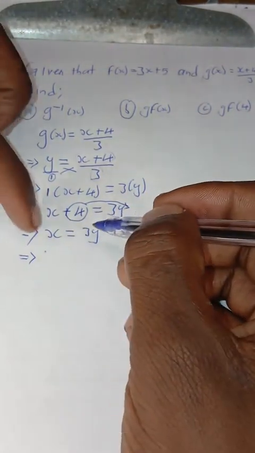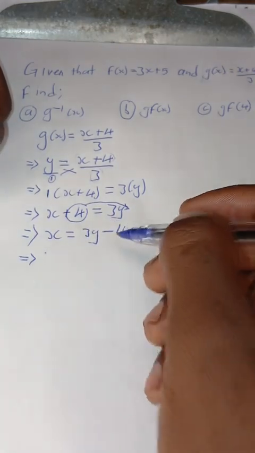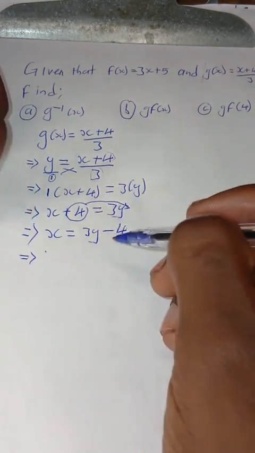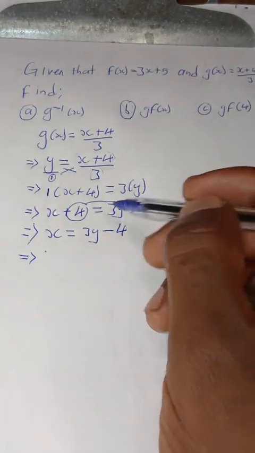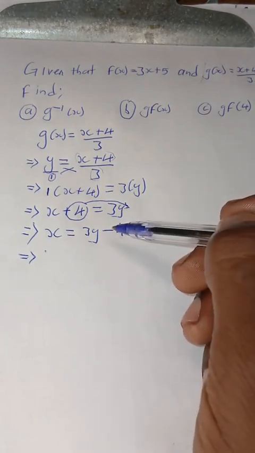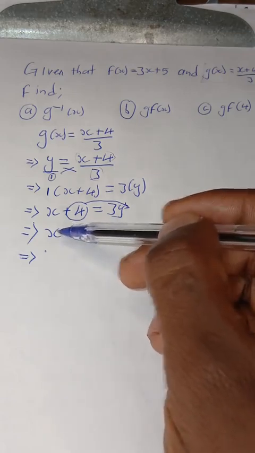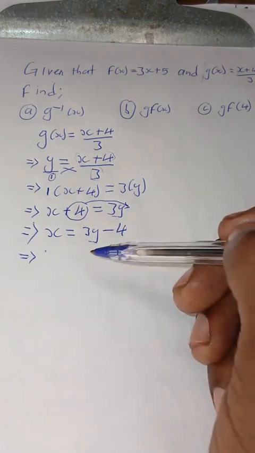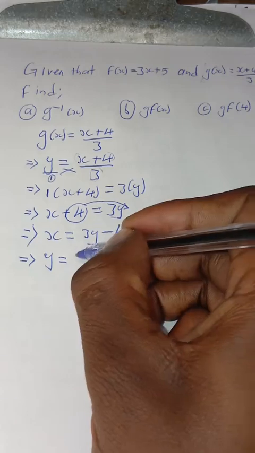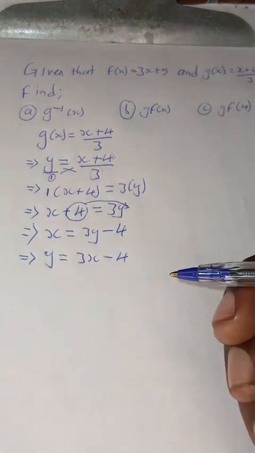Since we have managed to make x the subject of the formula, what we are going to do now is swap the variables. Since you are seeing x here and y here, what we mean when we say swap the variables is that where you see x, you put y, and where you see y, you put x. So we're saying y should be equal to 3x minus 4.